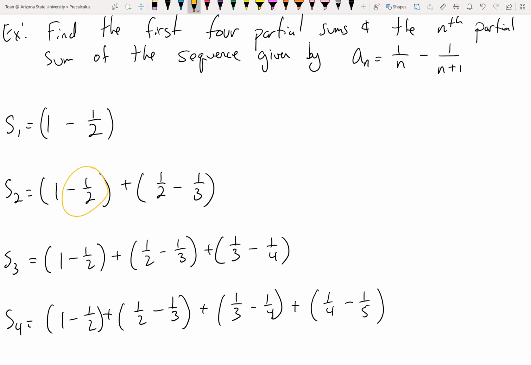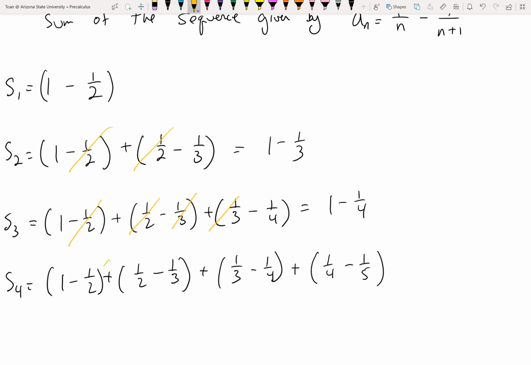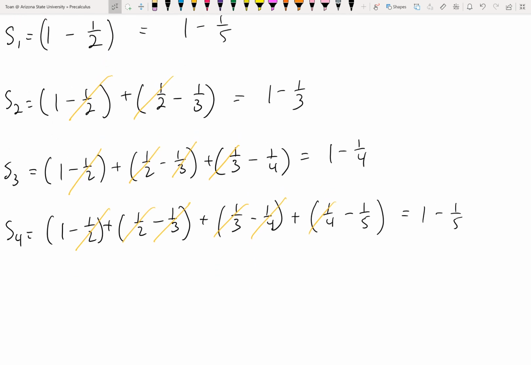We have a minus 1/2 here and a plus 1/2. Well, they will cancel out. So what are we left with? 1 minus 1/3. Let's take a look at the third partial sum. The 1/2 cancels out, and then the 1/3 cancels out. So we're left with 1 minus 1/4. And then last but not least, in the fourth partial sum, the 1/2 cancels, the 1/3 cancels, the 1/4 cancels, leaving us with 1 minus 1 over 5.